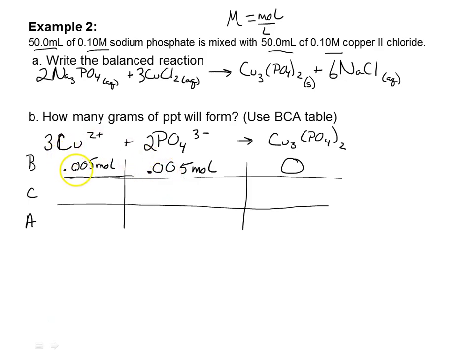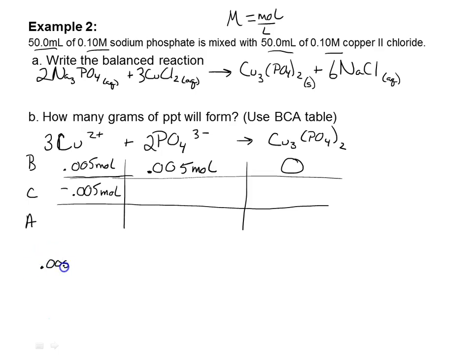But this one is by a factor of 3. So it's going to take 2/3 of the one to equal the other one. So this is what ends up not being in excess. This is my limiting reactant. So this is going to be completely used up. If that just completely blew your mind, let's just think about it in terms of dimensional analysis.